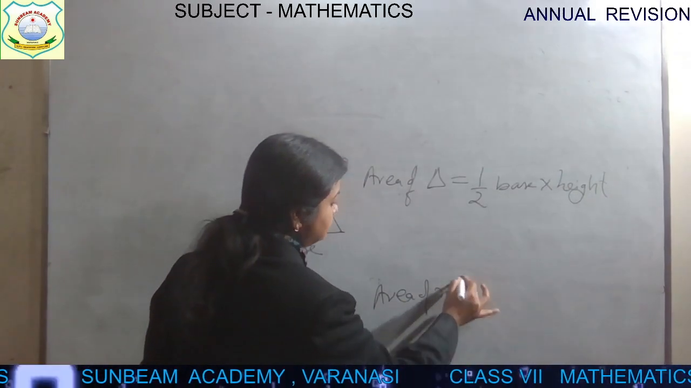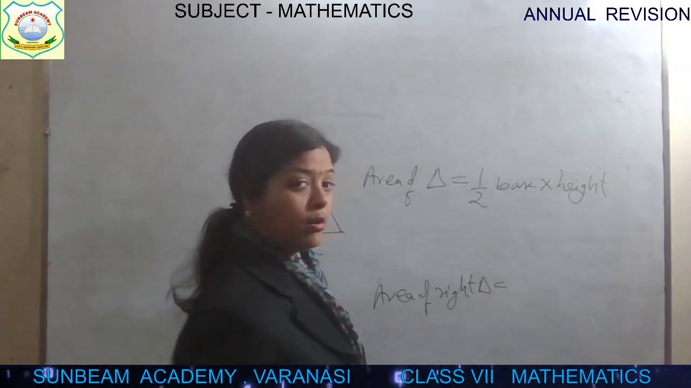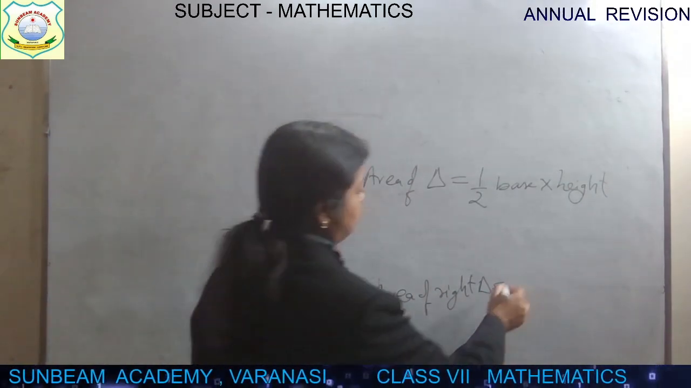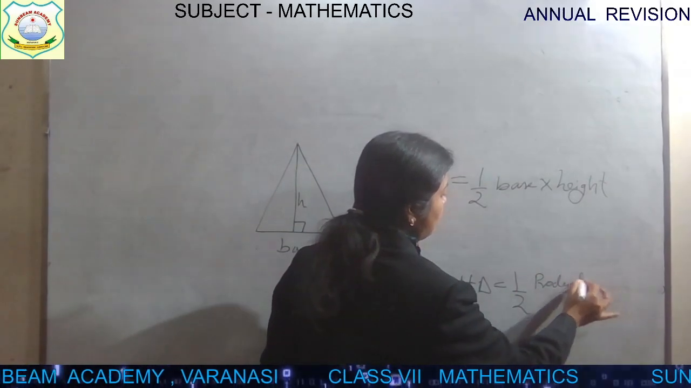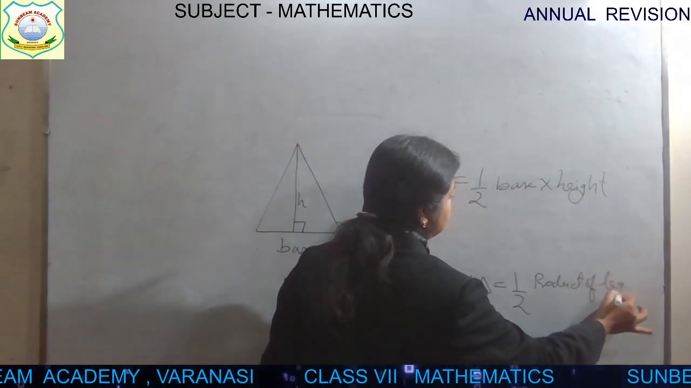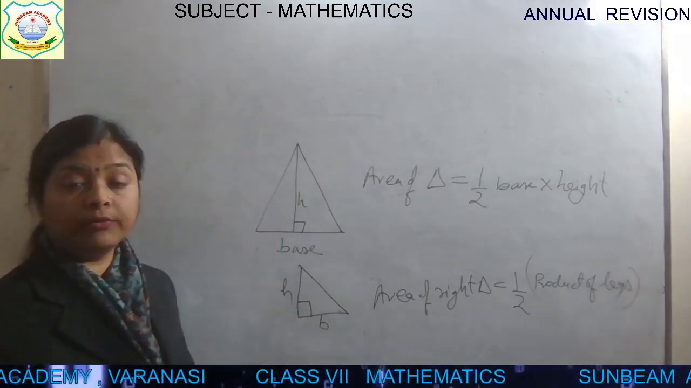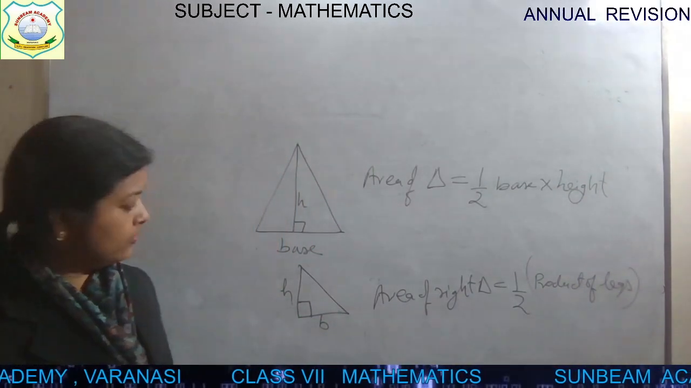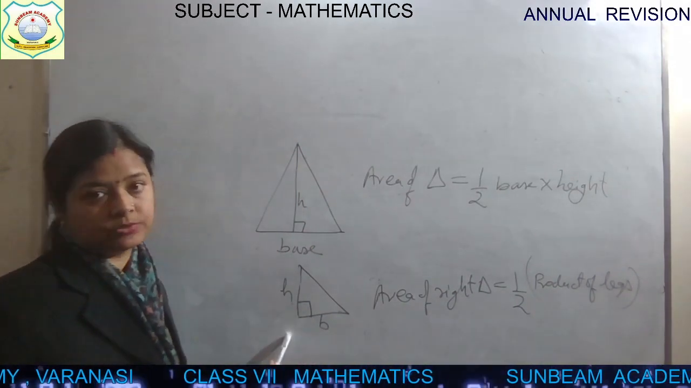So area of right triangle, area of right triangle is what? Half of product of its legs. ये हो जाएगा एरिया ऑफ राइट एंगल ट्रायंगल, क्योंकि ये आपका हाइट हो गई और ये आपका बेस हो जाएगा. ठीक है.